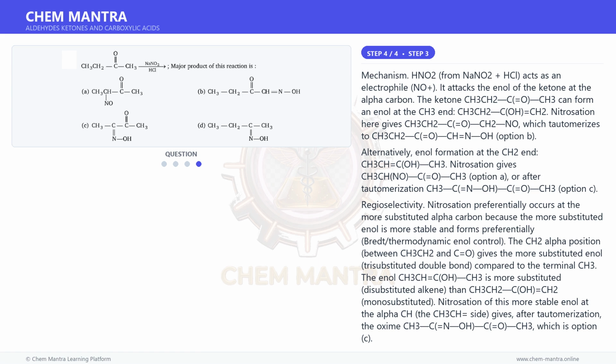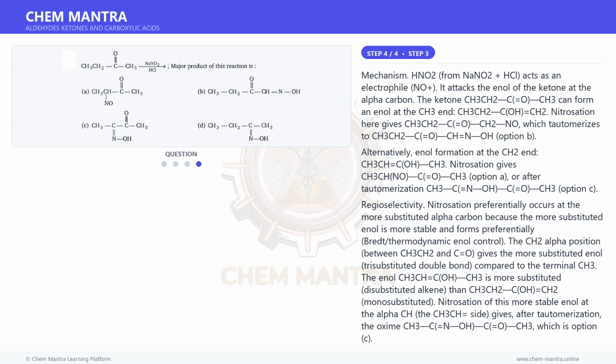CH3CH2C=O CH2NO, which tautomerizes to CH3CH2C=O CH=NOH, option B. Alternatively, enol formation at the CH2 end, CH3CH=C(OH)CH3. Nitrosation gives CH3CH(NO)C=O CH3, option A, or after tautomerization CH3C(=NOH)C=O CH3, option C.